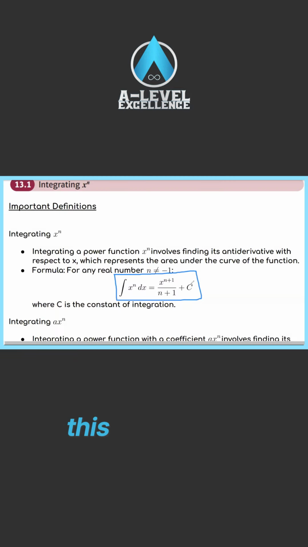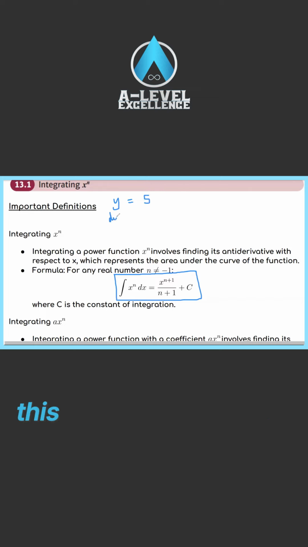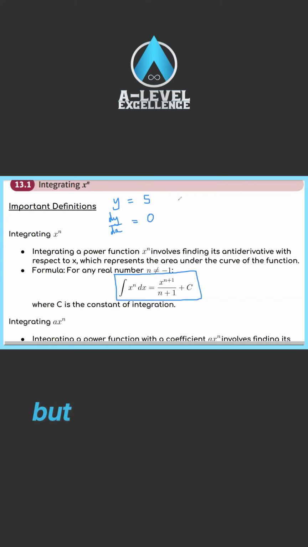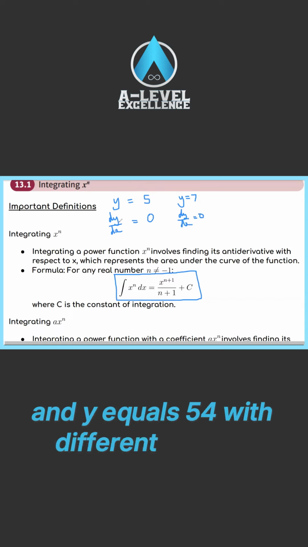Okay, right. This C happens because if I differentiated something like y equals 5, this would differentiate to 0, right? Just like before when we had our cubic, I think it was, there was a term at the end and we didn't include it because any constant term differentiates to 0. But y equals 7 would also differentiate to 0. And y equals 12 would differentiate to 0. And y equals 54 would differentiate to 0.